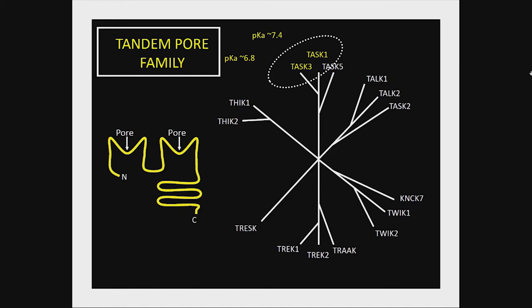This is a dendrogram showing the 15 human members of this family. The first one identified was TWIK1, and so we work on TASK1 and TASK3, and TASK stands for TWIK-related acid-sensitive K channel. So these are acidic pH-inhibited potassium channels, and they're inhibited in the physiologic range, pH of 7.4 and 6.8. And the crystal structures of four of these have now been solved. So TWIK, TRAAK, and TREK1 and 2. And so that was a huge advance in this field.